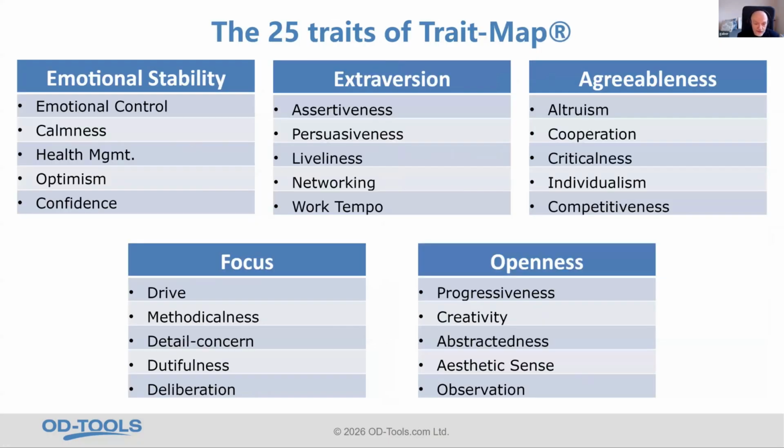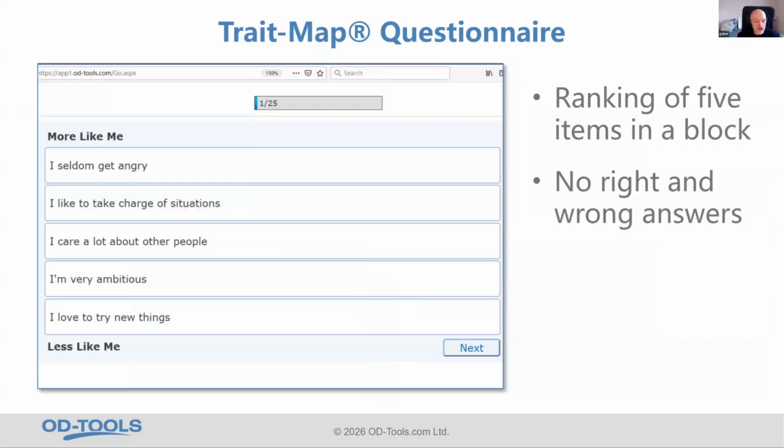These are the 25 traits that TraitMap measures. Today we are going to work with a few of them a little bit deeper. The questionnaire looks like this. You need to rank items based on how well they describe you, how true and how valid they are for you.